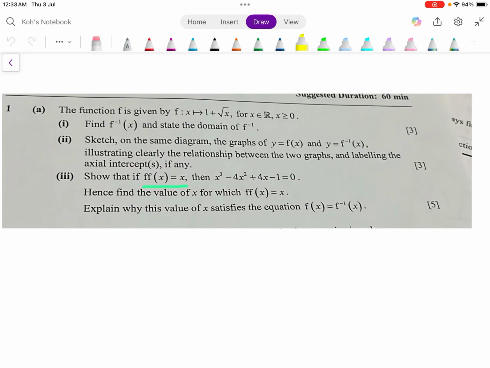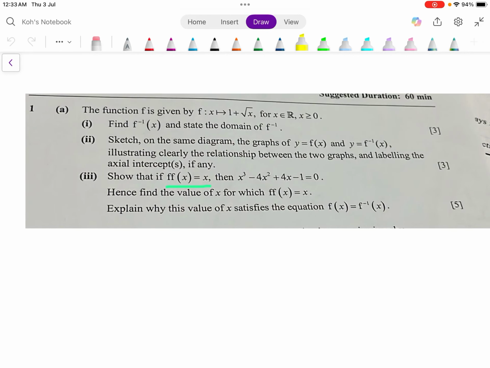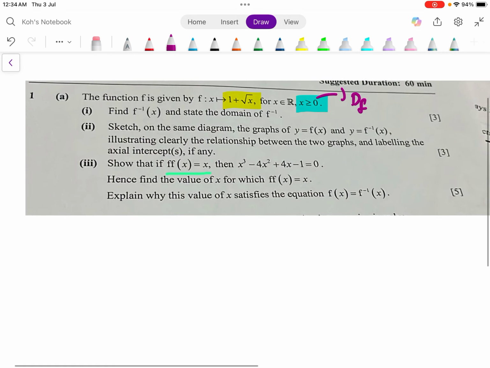Right, let's go through question 1. We have this function given to be f(x) equal to 1 plus square root x. This one is the rule. Then for x is all real values, of course, x is more than or equal to 0. This one is the domain of your f. For the very first part, we are asked to find what is our f inverse and state the domain of f inverse. So very simple.